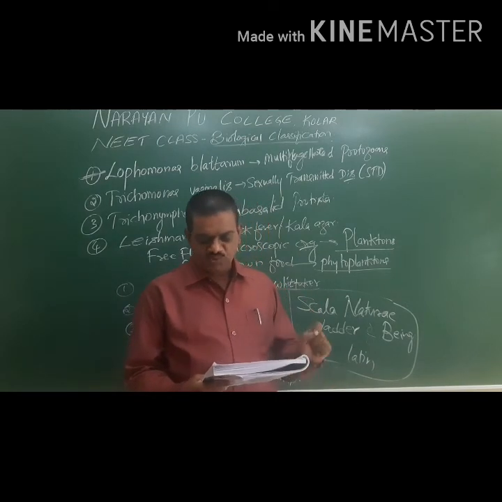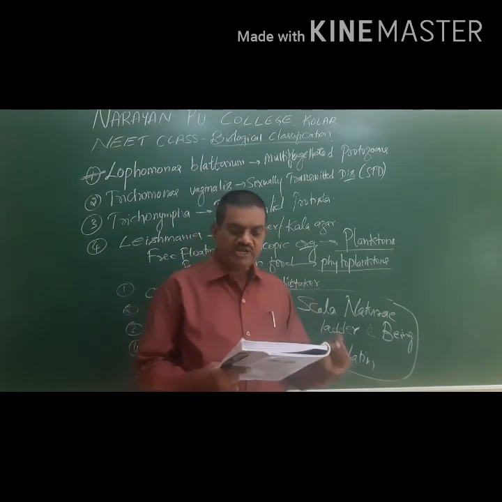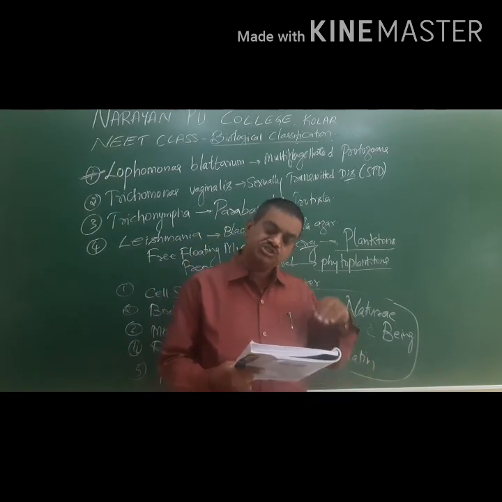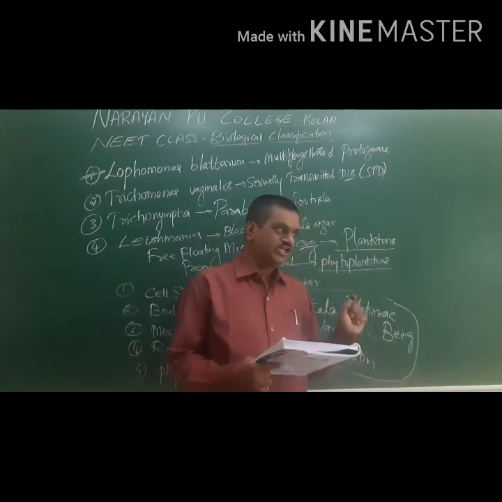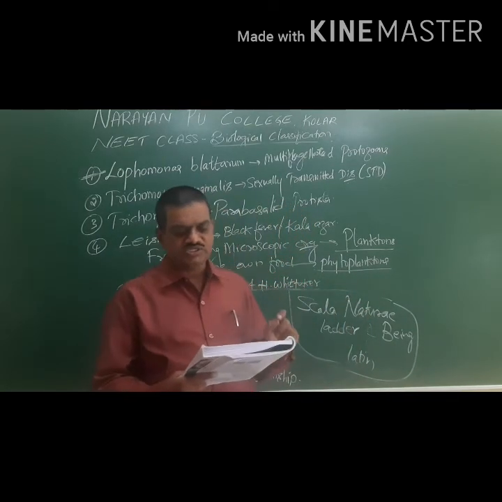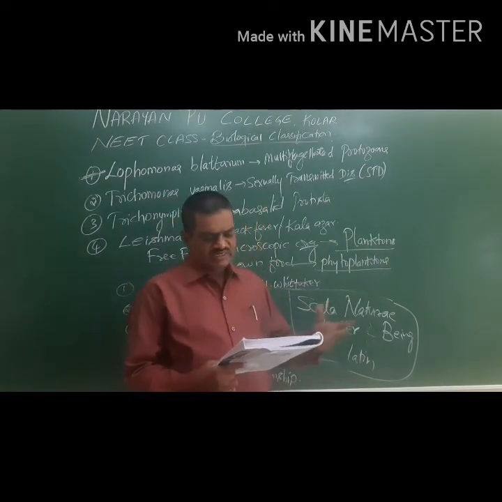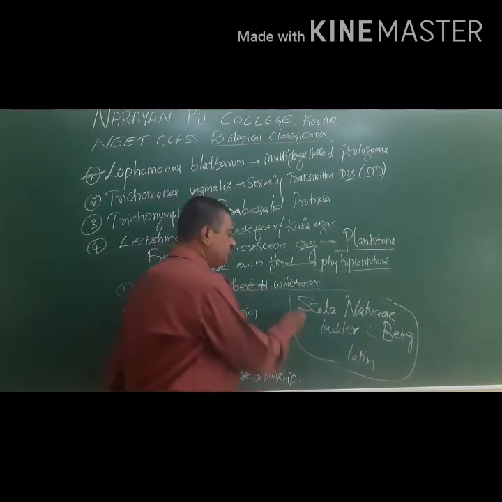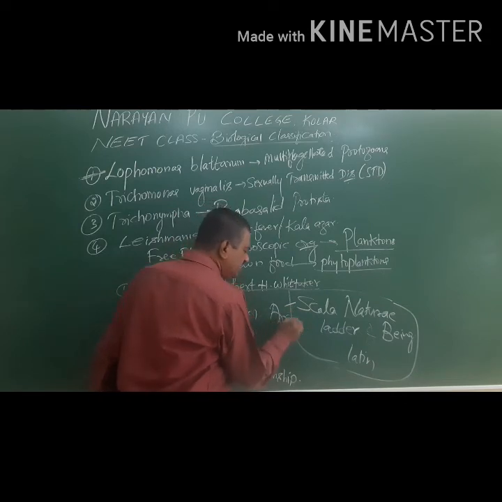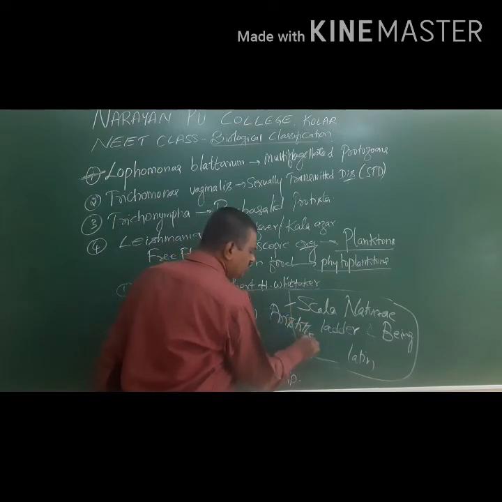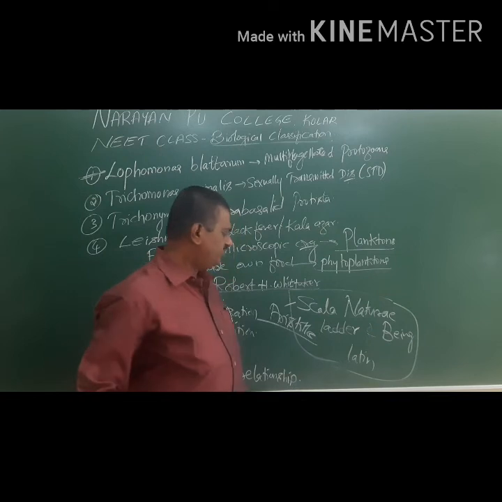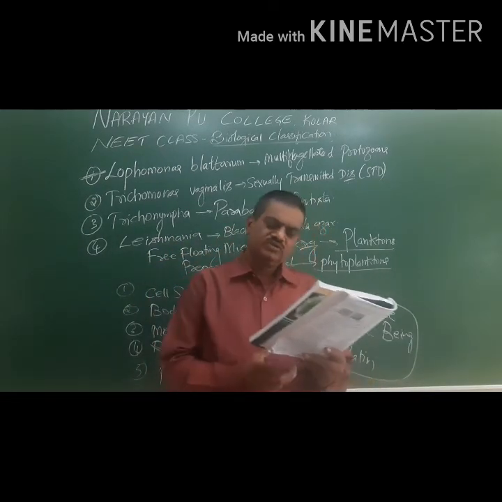So the right one is Aristotle. Aristotle has written Historia Animalium, and the other one is Scala Naturae. So this is written by Aristotle. This is the answer. So we go for the 13th question.